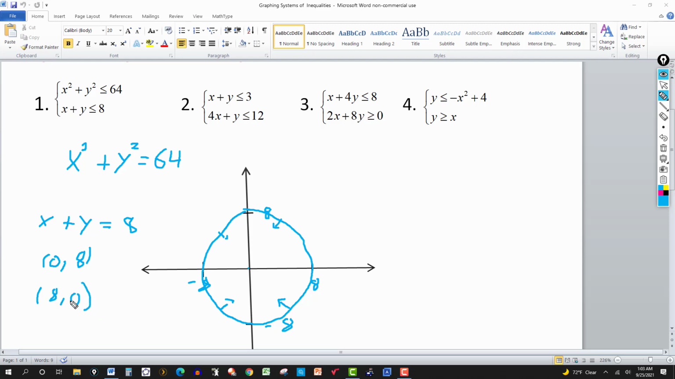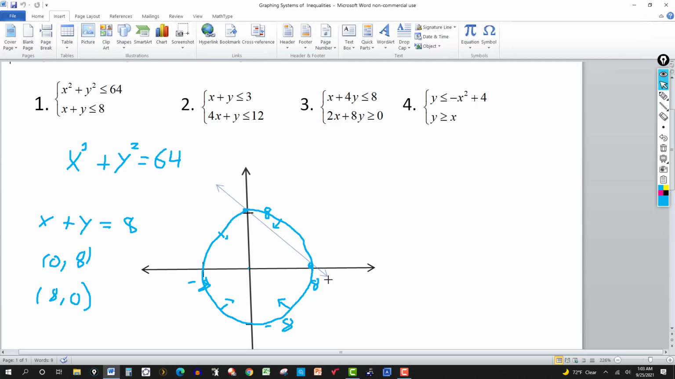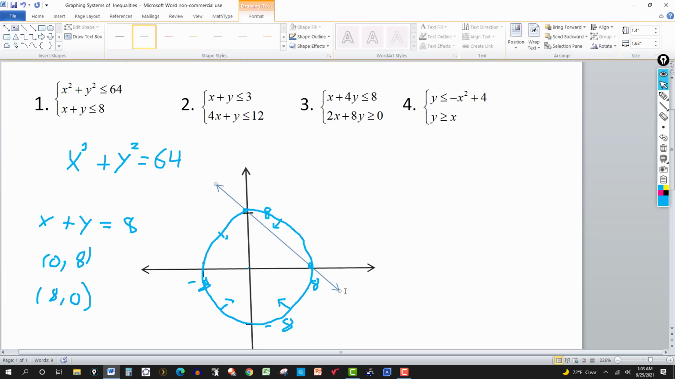Okay, so the line passes through the point 0, 8, which is on the circle, and 8, 0, which is also on the circle. But that's okay because we're just drawing the line. And then I would just draw the line through those points, 0, 8, and 8, 0. And then I just have to decide which side do I shade, above the line or below.